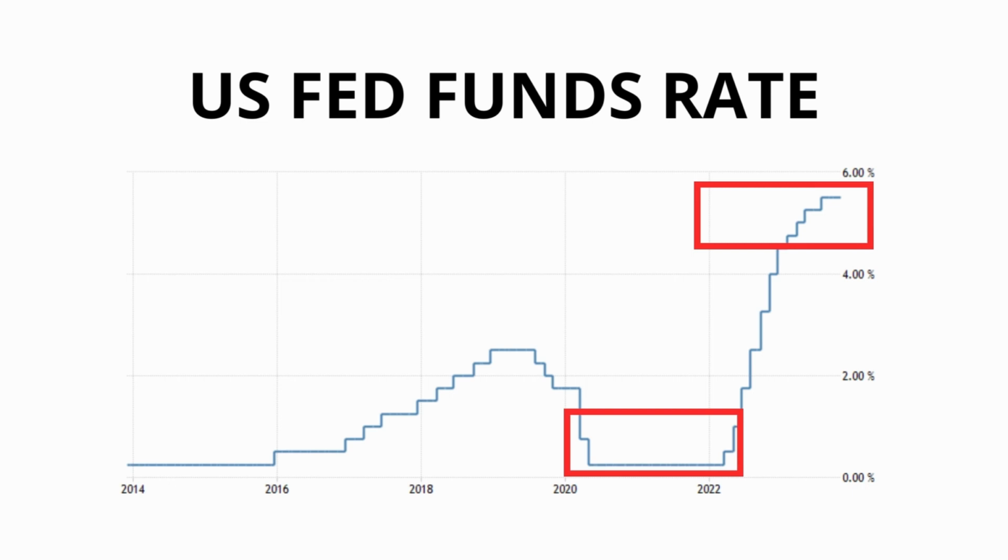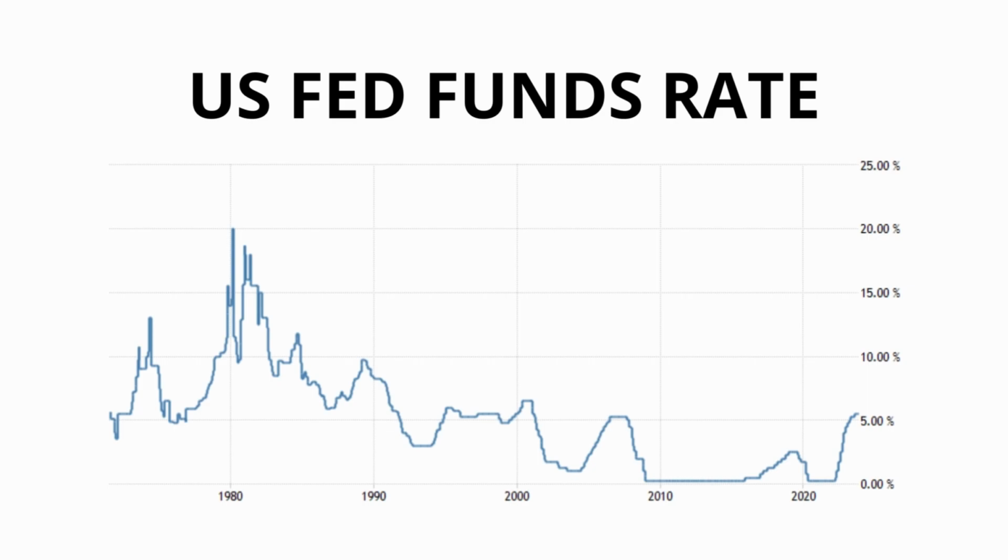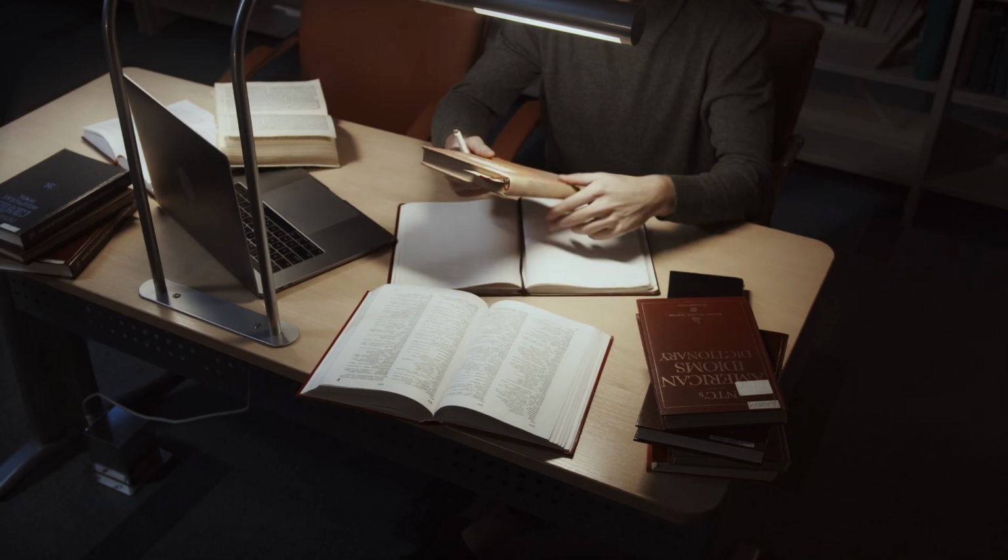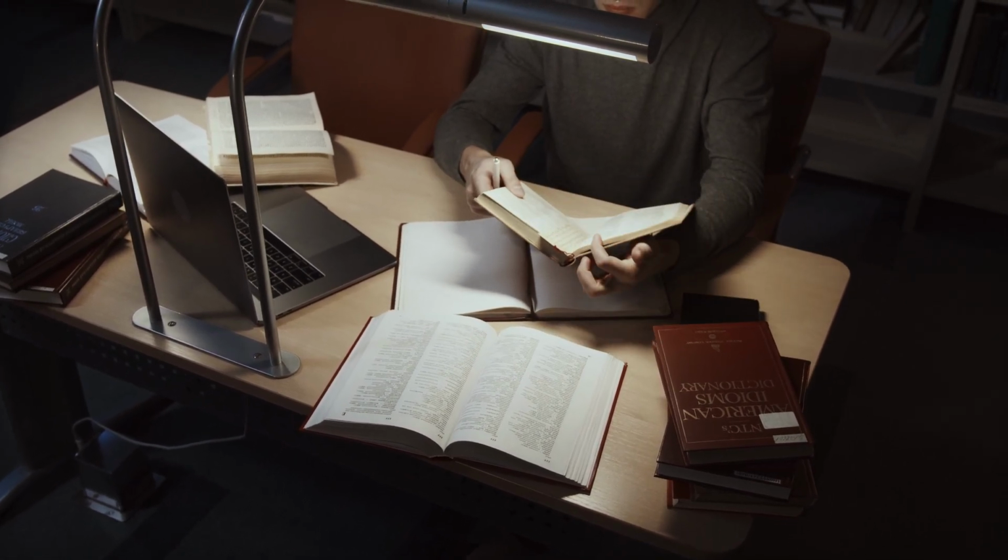But this is not the first time the Federal Reserve has done this. Here in this chart you will see the past hikes that the Federal Reserve has made in the last 50 years, and as you will see, this is one of the most violent hikes ever seen in history. You might be wondering now what all this has to do with anything and why it matters.